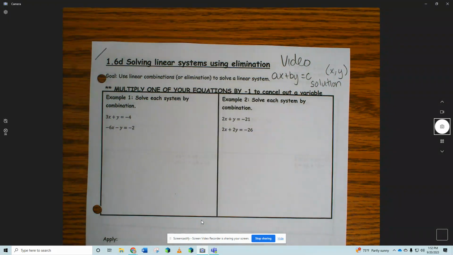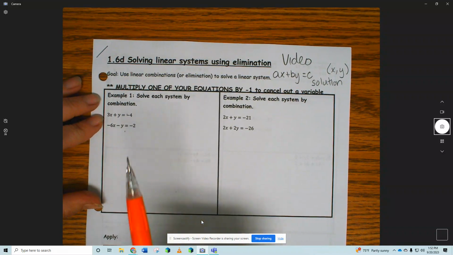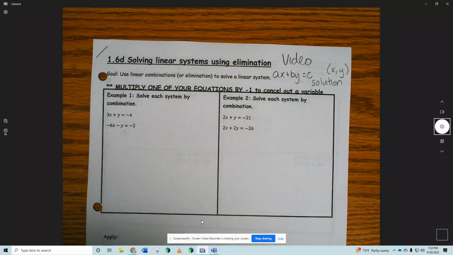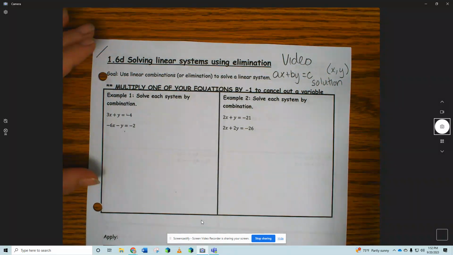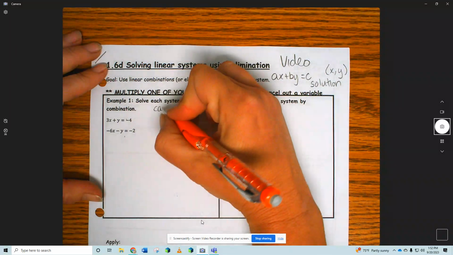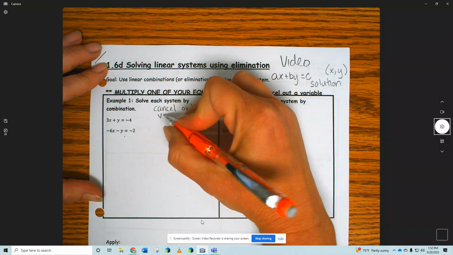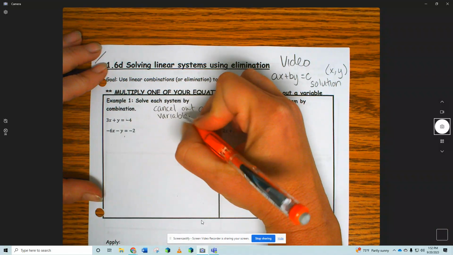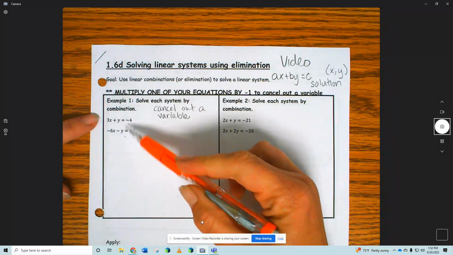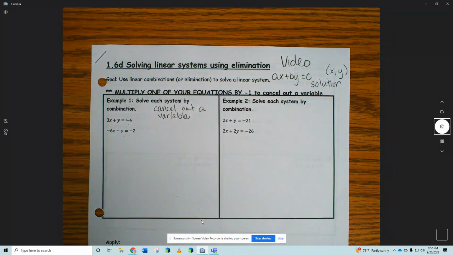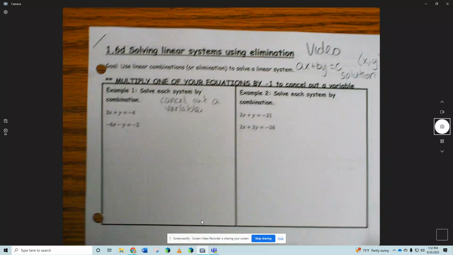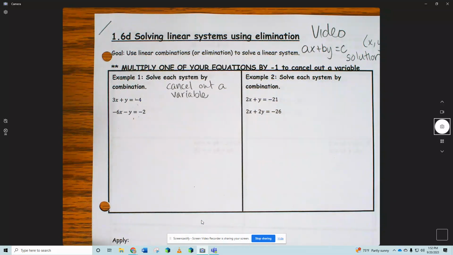So we're going to use a method that's not graphing. We're going to use a method called elimination. And our goal is to cancel out a variable. So I'm going to look at my equation and I'll see. Today's super easy. Tomorrow gets harder.